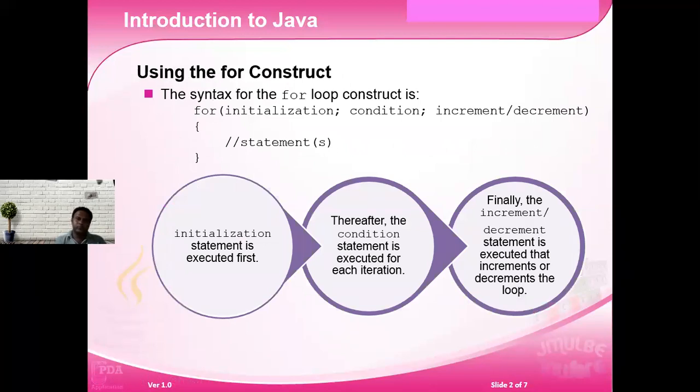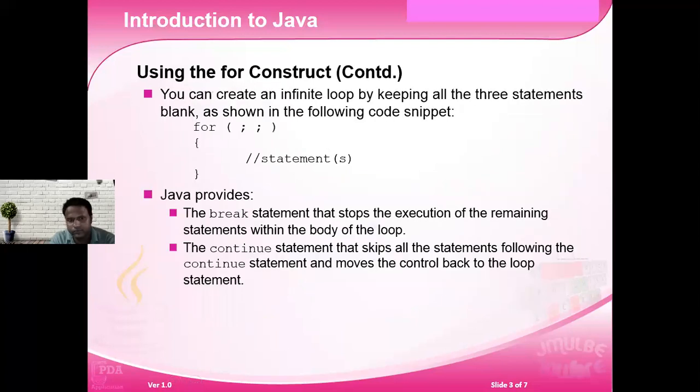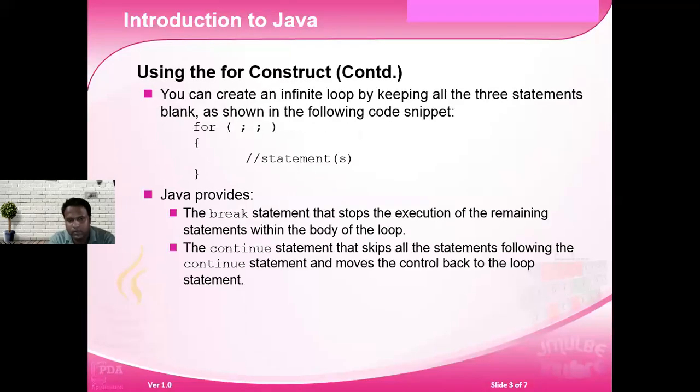Now the for loop. A for loop contains three parts. First it initializes the value, then the condition is checked. Till your condition is true, the statement within the body is executed. Then increment or decrement happens. First initialization, then checking the condition, then execution of the body, then your increment or decrement. So this is the basic structure of the for loop.